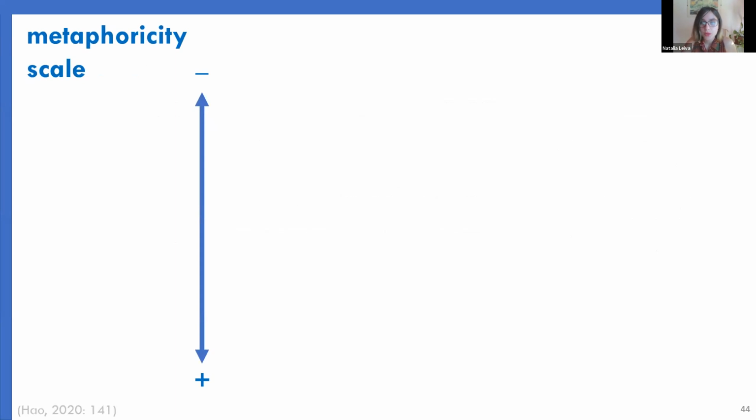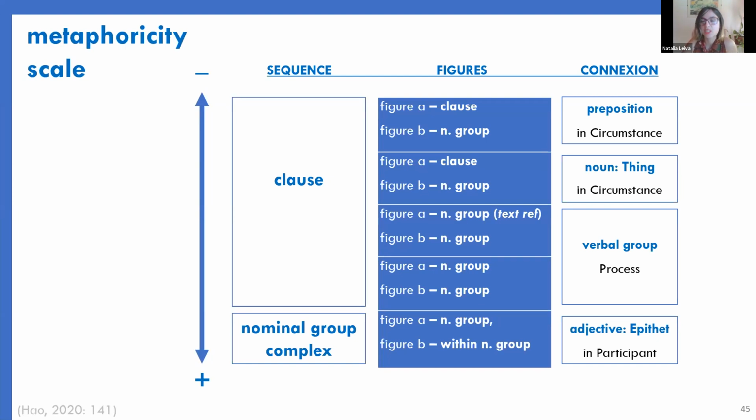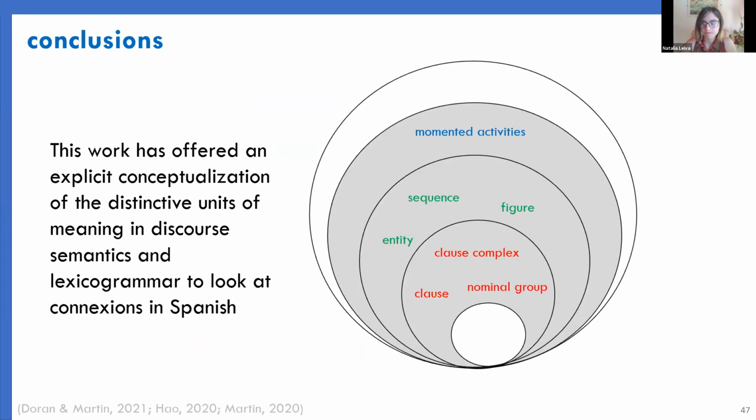Now we've reviewed the main configurations of logical metaphors in the school history data. Let's return to the scale, which is based on the one presented by Hao in her work on biology discourse in English. This table orders the realizations I showed you from the least metaphorical to the most metaphorical, depending on the condensation of the sequence through clause or nominal group complex, and the condensation of each figure through clause or nominal groups by nominalizations or text reference. This is a panoramic view of the different types of logical metaphors that are used to construct explanations in history in Spanish. So let's turn to conclusions.